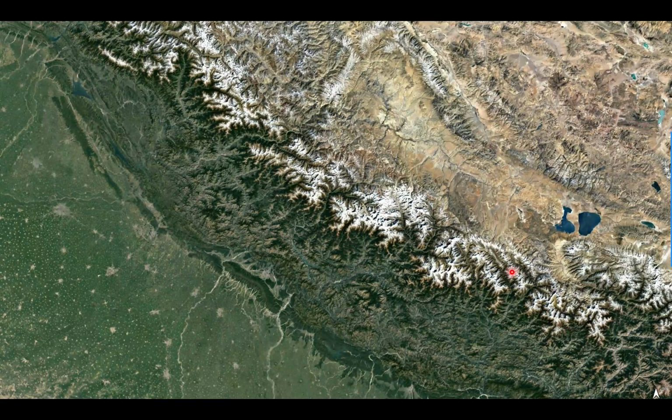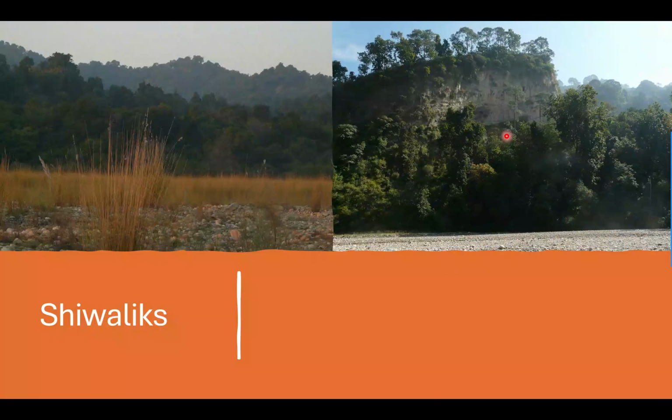And then followed by Trans Himalayas, right? This is just beyond the greater Himalayas, all this range. So Spiti, Ladakh, most of the Ladakh region comes under the Trans Himalayan region. And then we have the Tibetan Plateau. But India doesn't have much of the Tibetan Plateau, right? So let's go ahead and see how the Shivaliks look.